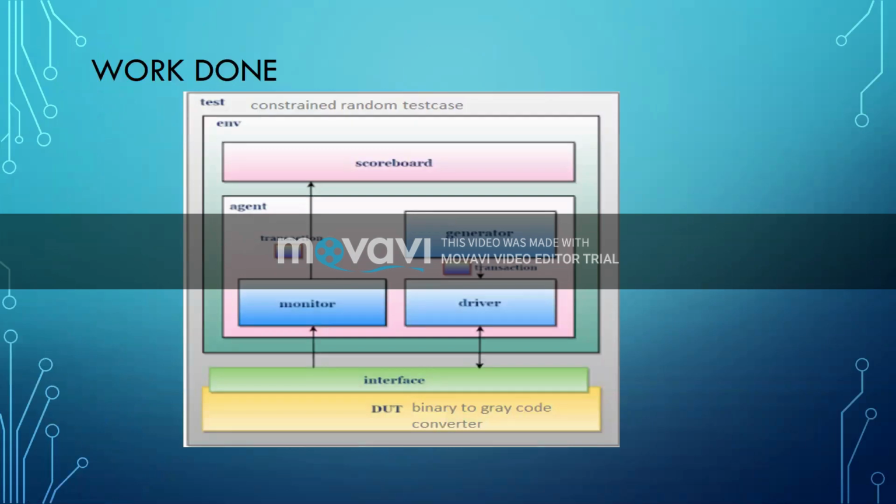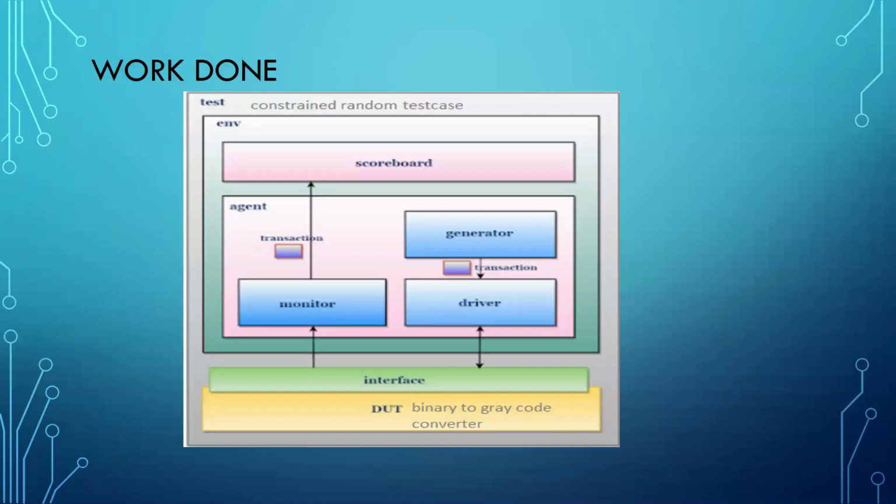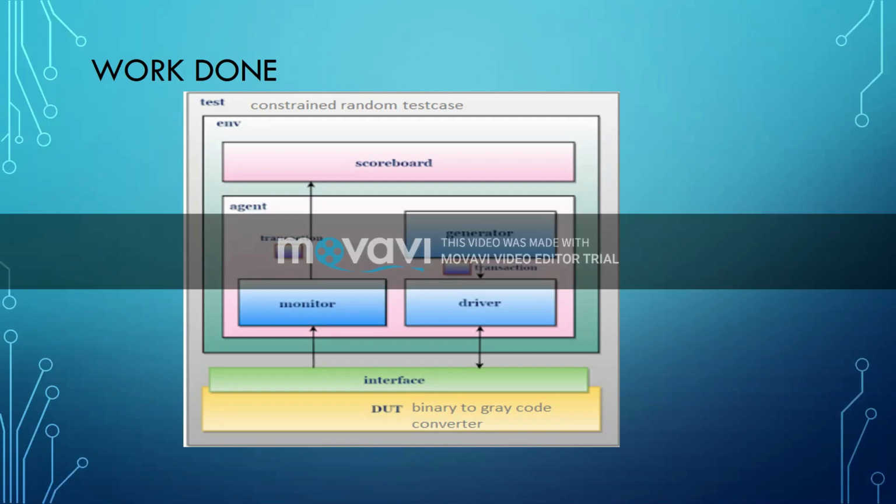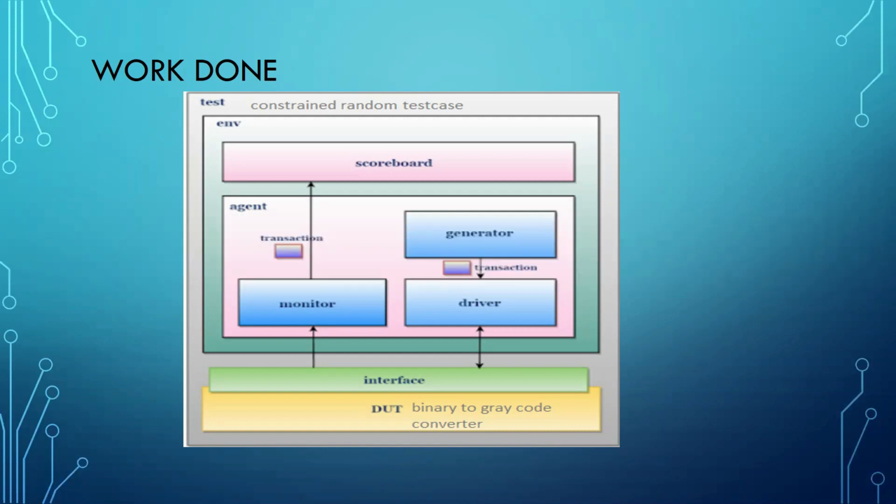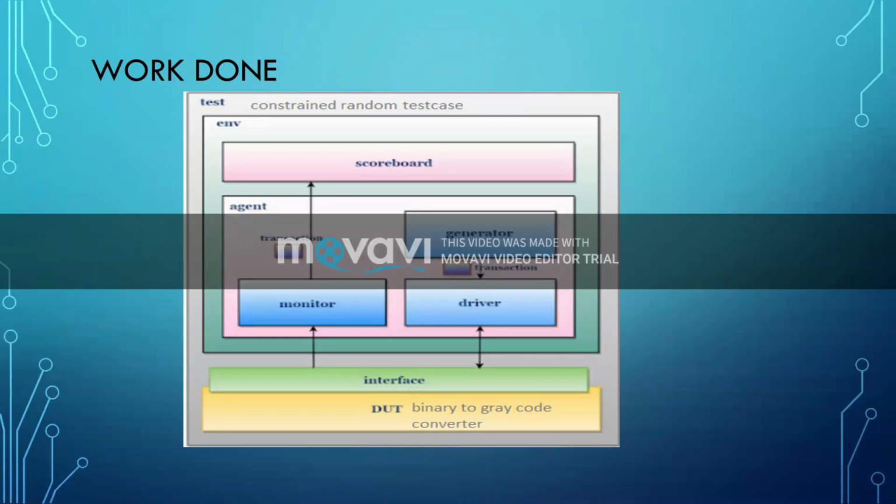So this is our complete architecture for verifying the design. It consists of a DUT, an agent, environment, and the test. DUT is nothing but the device under test, that is here the binary to gray code converter. Next is the agent. Generator, driver, and monitor comprise the agent. The agent along with the scoreboard comprises the environment. This entire block diagram shows the test. Here we are using a constrained random test case.